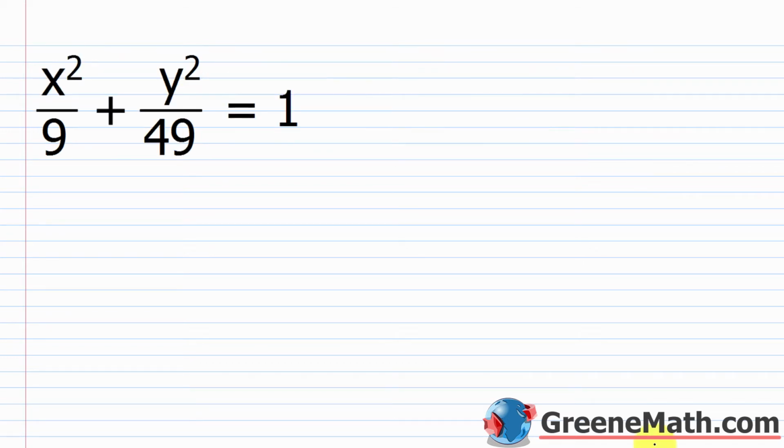All right, so let's start out with this first example. We have x squared over 9 plus y squared over 49, and this equals 1. So the first thing is, how do we find our x-intercepts? And how do we find our y-intercepts?